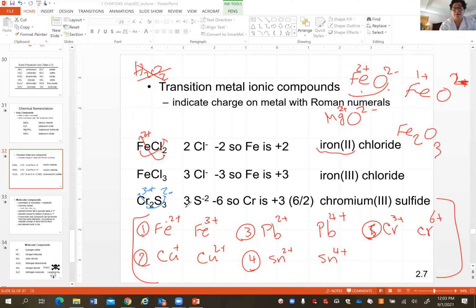So you're using the 2 minus and the 3 plus. Chromium has a 3 plus charge here. So all we have to say is chromium 3. And then the root name for the second one, sulf, and IDE. So sulf is the root name, and IDE is an indication that this compound is made of only 2 types of atoms, a binary compound. Questions?